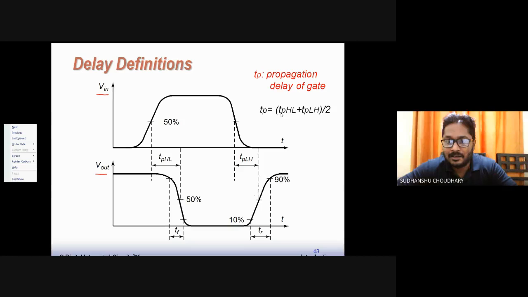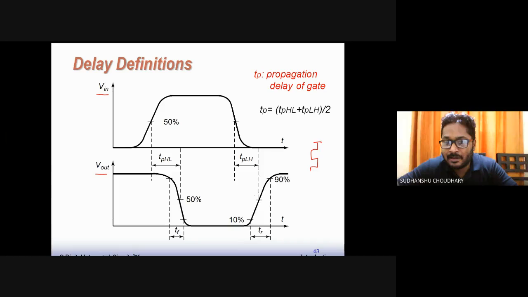TPHL is the propagation delay when the output goes from high to low. Remember that in a CMOS inverter, we had a PMOS here, and then an NMOS here, the pull down network. You apply an input over here, you get some output, and you also have a capacitor here. This capacitor is continuously charging and discharging.